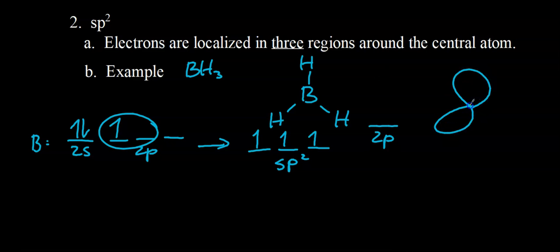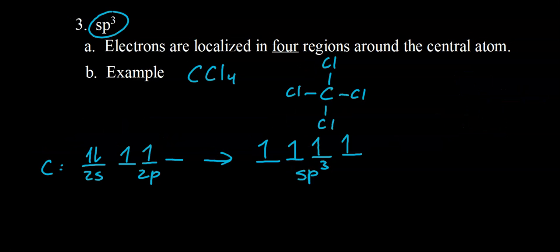sp2 hybrid orbitals look like this. There's 3 of them. How far apart are they from each other? About 120 degrees. So this molecule is trigonal planar. Why is BH3 trigonal planar? It's trigonal planar because the central atom is sp2 hybridized, and those hybrid orbitals are 120 degrees apart from each other.